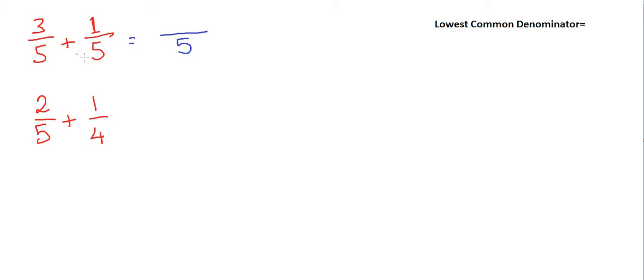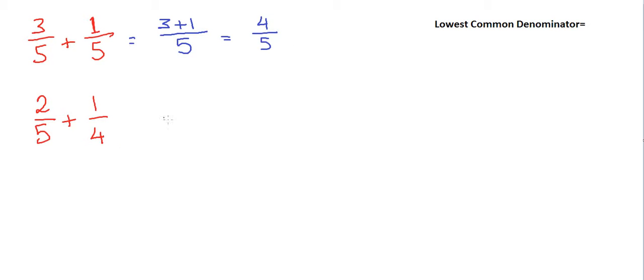So our answer will have a denominator of 5. But what do we do with the numerators, the top numbers? We just simply add the numerators together. So it's 3 plus 1, and then we just simplify. So our numerator will be 4, and the denominator stays the same: 4/5. So you see, the denominator stays the same whilst you only add the numerators. 3 plus 1 gets us 4/5.